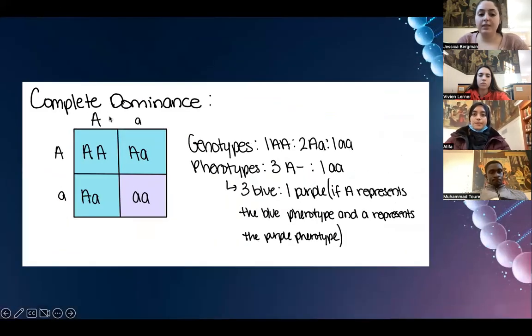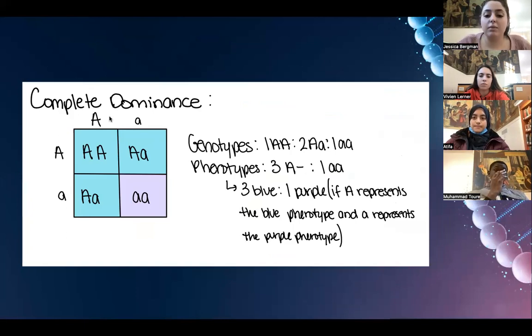So if we look at a complete dominance, we see that we are crossing two heterozygotes. So what we're getting is the genotype of one completely dominant, one completely recessive, and two heterozygotes, which is a ratio of 1 to 2 to 1. Mind you, the phenotype here is a 3 to 1, with 3 depicting the dominant phenotype, which is blue, and 1 depicting the not so dominant phenotype, recessive, which is purple.